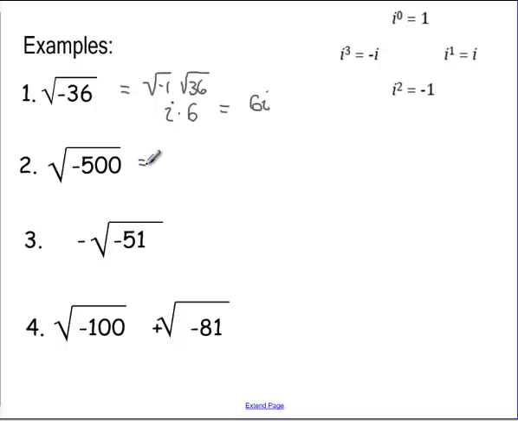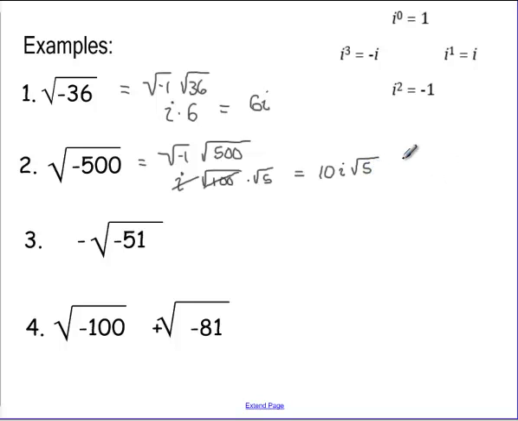Negative 500. Factor out the negative 1, and then there's 500. Okay, so the square root of negative 1 is i, but remember, you still have to apply all your other math laws. So you have to continue this by saying 500 breaks down into 100 times 5. So the square root of 100 is 10, i, and then radical 5.